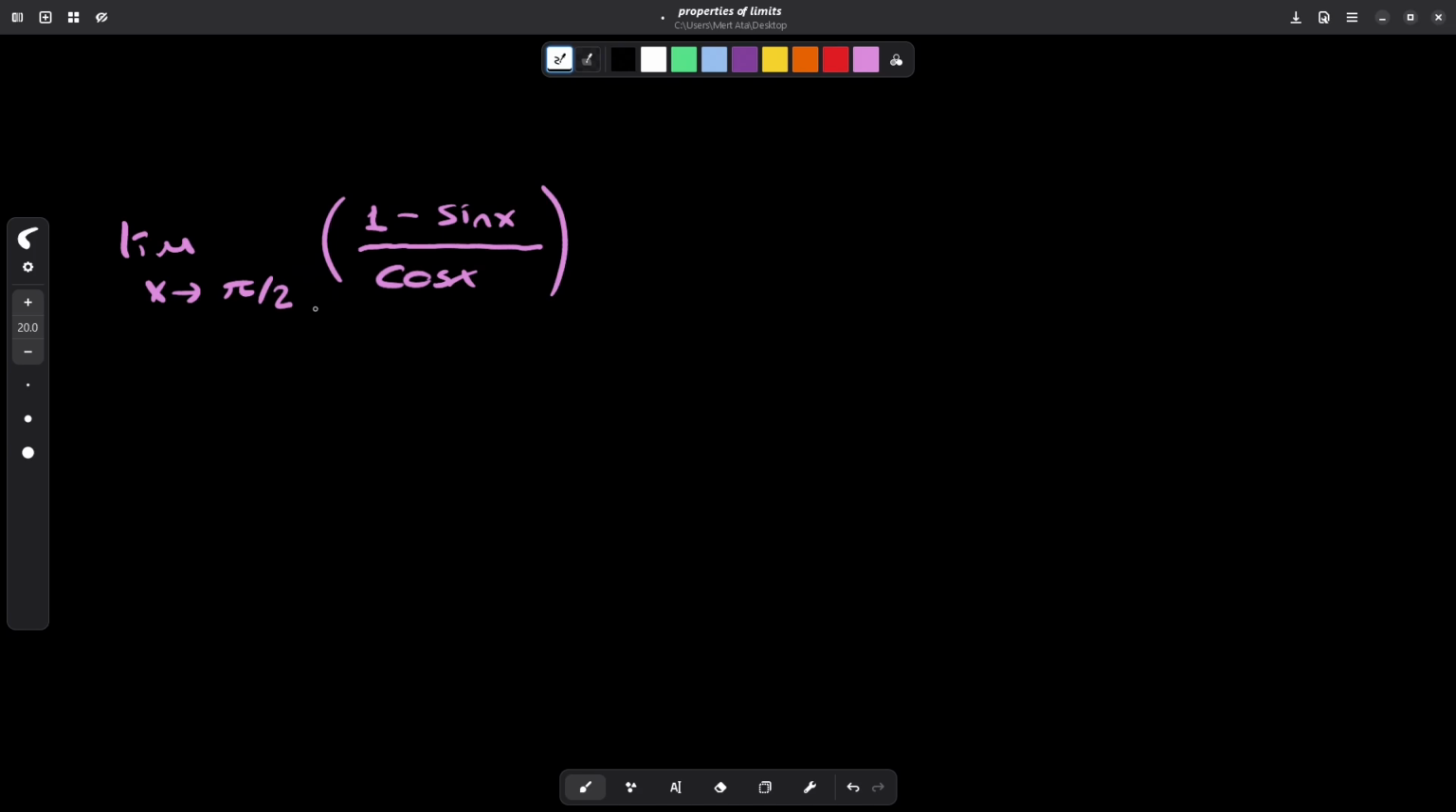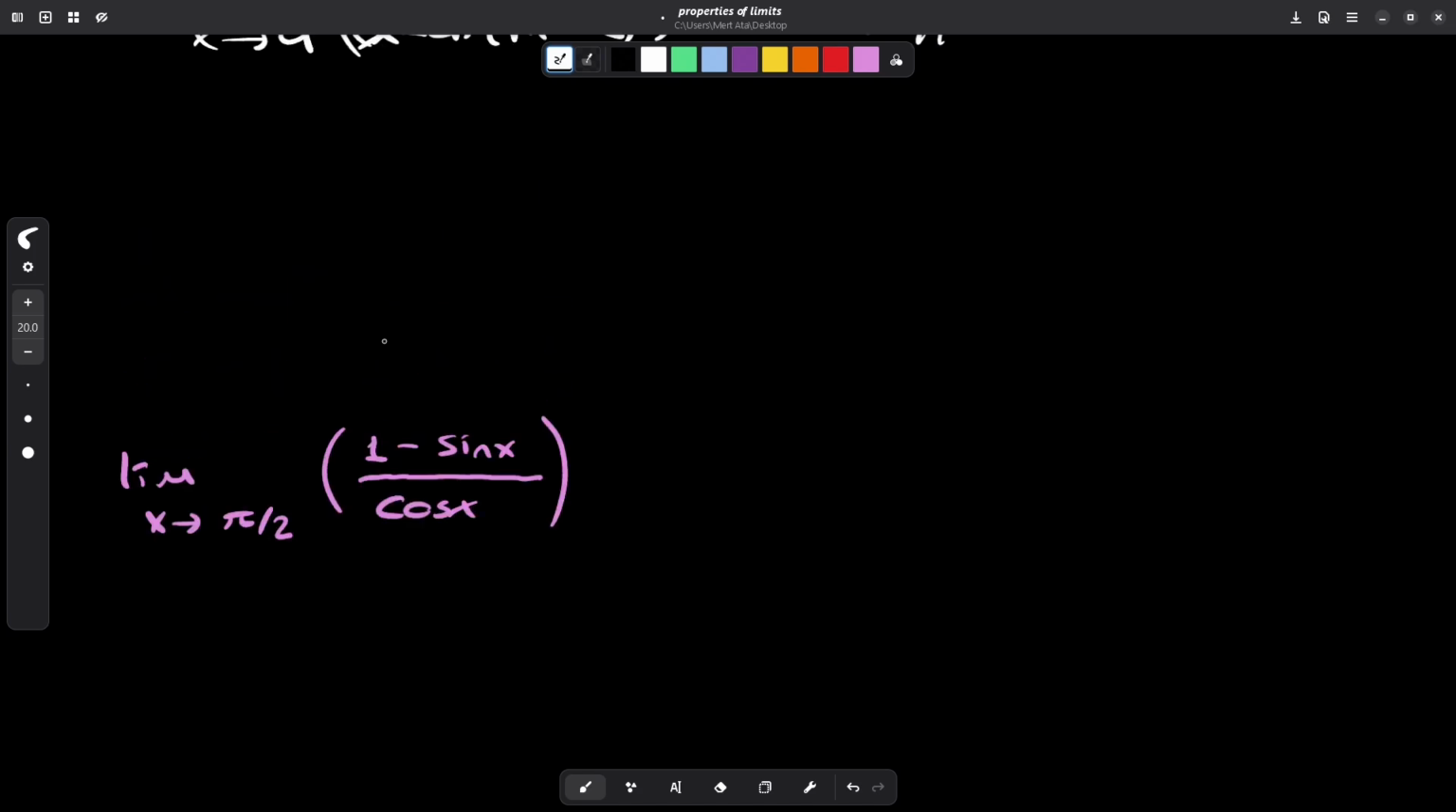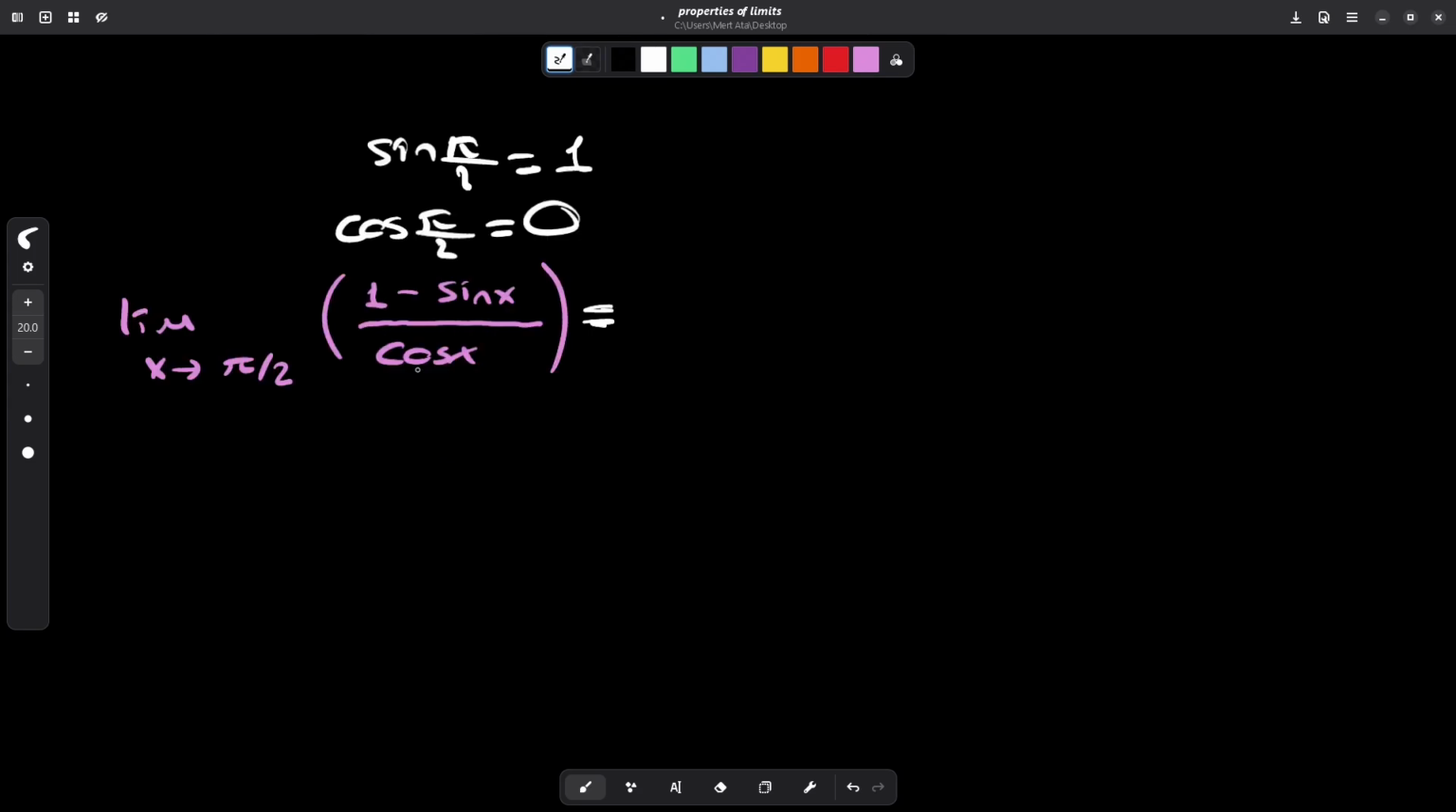Limit of 1 minus sine x over cosine x as x approaches pi over 2. A trigonometric limit. Really nice. Let's see what happens if I use the properties. Sine pi over 2 is equal to 1. Cosine pi over 2 is equal to 0. So 1 minus 1 over 0, again, 0 over 0.